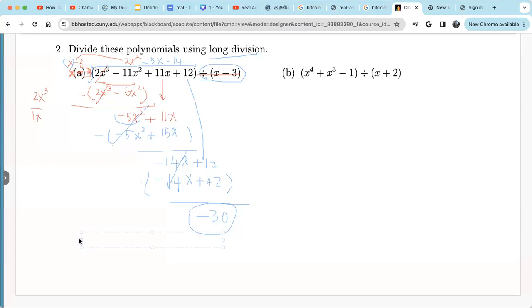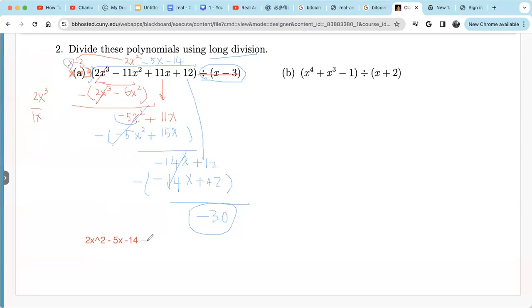We will write our answer as the quotient, right? In the quotient place, we have 2x squared minus 5x minus 14. Now, we have this remainder. The remainder is not negative 30, right? If it's negative 30, we can combine with negative 14. We have to write this way.